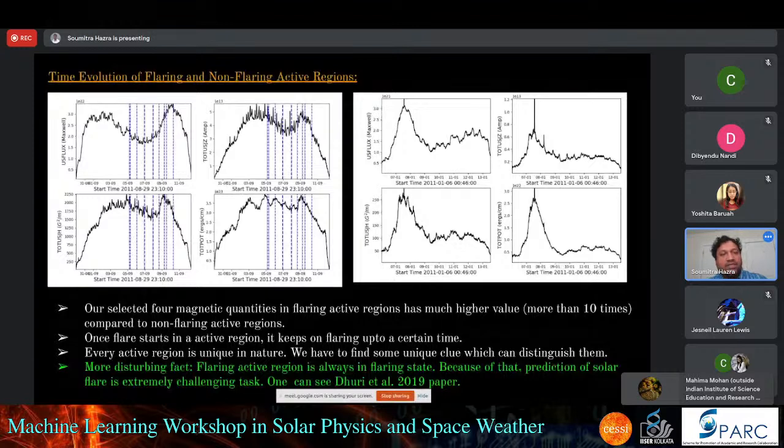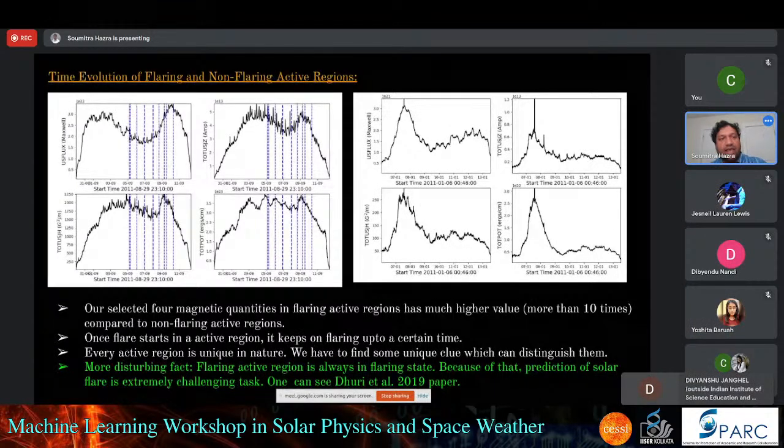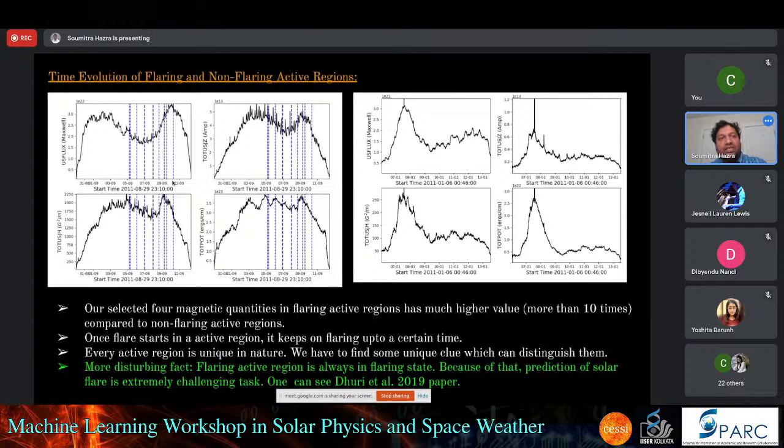Before doing this, we first studied the time evolution of flaring and non-flaring active regions. We selected a few active regions which give flare and a few which don't give flare, and we compared them manually. Here you see the time evolution of the unsigned flux, and these blue dotted lines are the times when this active region gives flare. You see there is a lot of variation here; sometimes flux decreases and sometimes it increases. It represents the phenomena of flux cancellation and flux emergence on the solar surface.